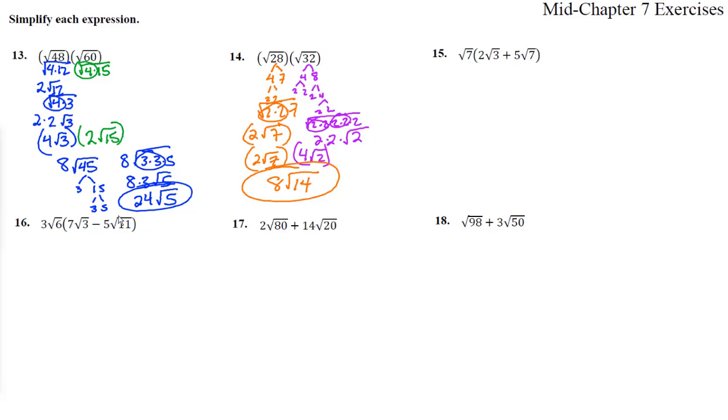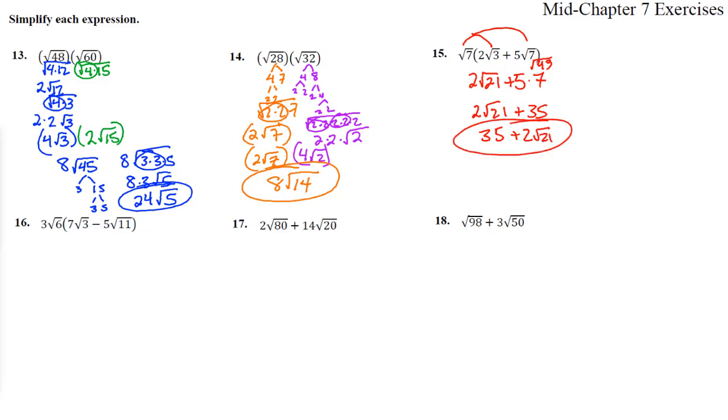All right, number 15. Ooh, we're going to jump this guy in. So we get 2 square roots of 21, the 2 square roots times together, plus 5. Square root of 7 times square root of 7 is square root of 49, which is 7. Maybe I should have written that down. Square root of 7 times square root of 7 is 7. So this is 35. So we get 2 square roots of 21 plus 35, or you could write it as 35 plus 2 square roots of 21.